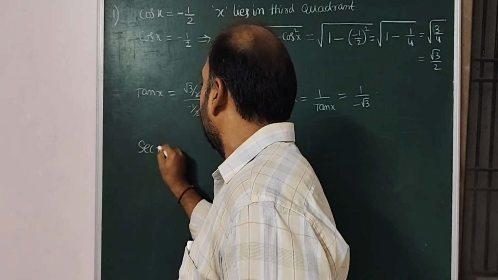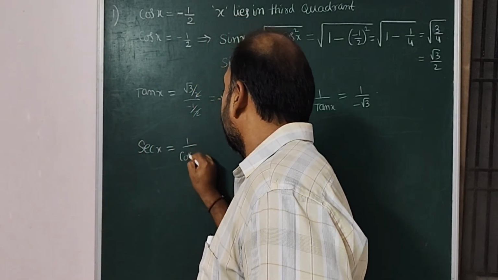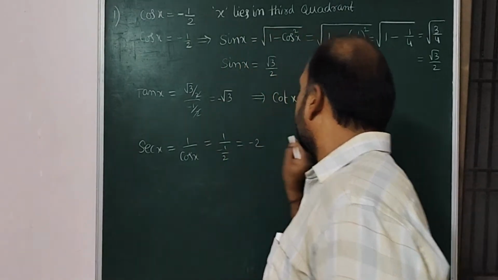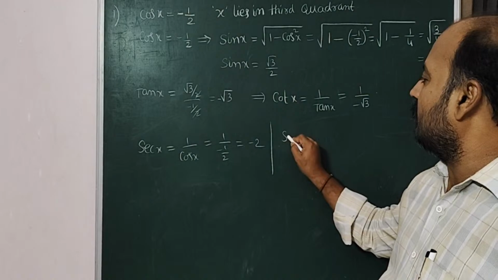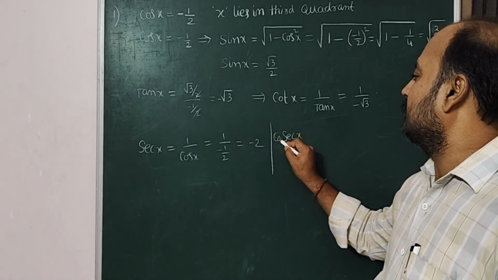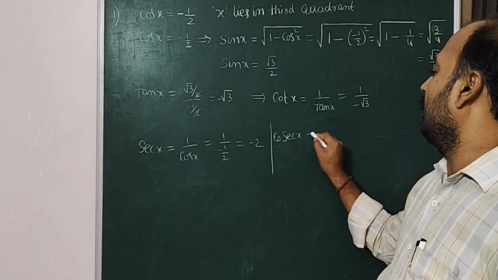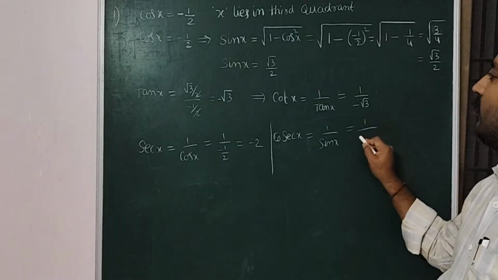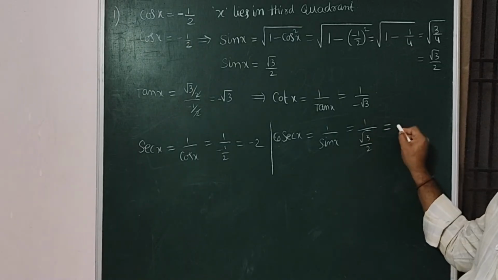Next, secant. Secant x is equal to the reciprocal of cos, so it is 1 by minus 1 by 2, which is minus 2. Next, the reciprocal of sine, cosecant x, equal to 1 by sin x. So sin x we got root 3 by 2, so 1 by root 3 by 2 is equal to 2 by root 3.